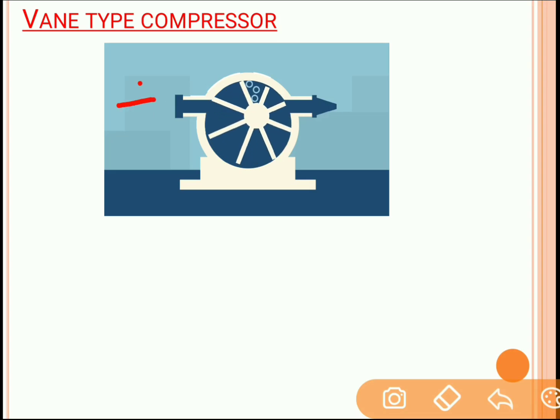Now air enters from one end, it will get trapped between the two vanes. As you can see the bubbles over here, these bubbles are nothing but the trapped air. So this trapped air from the inlet will move between these two vanes, it will get compressed and the compressed air will transfer to the delivery pipe.